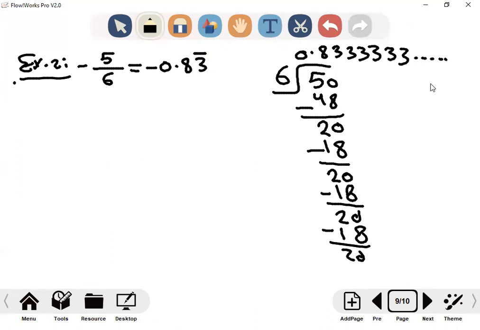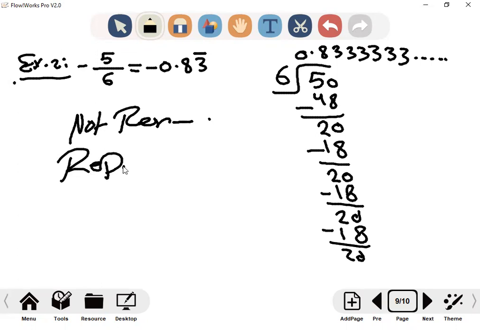Now, terminating or not? Not terminating. So here you can say not terminating or repeating. You can use both words. You can say not terminating, or repeating decimal.